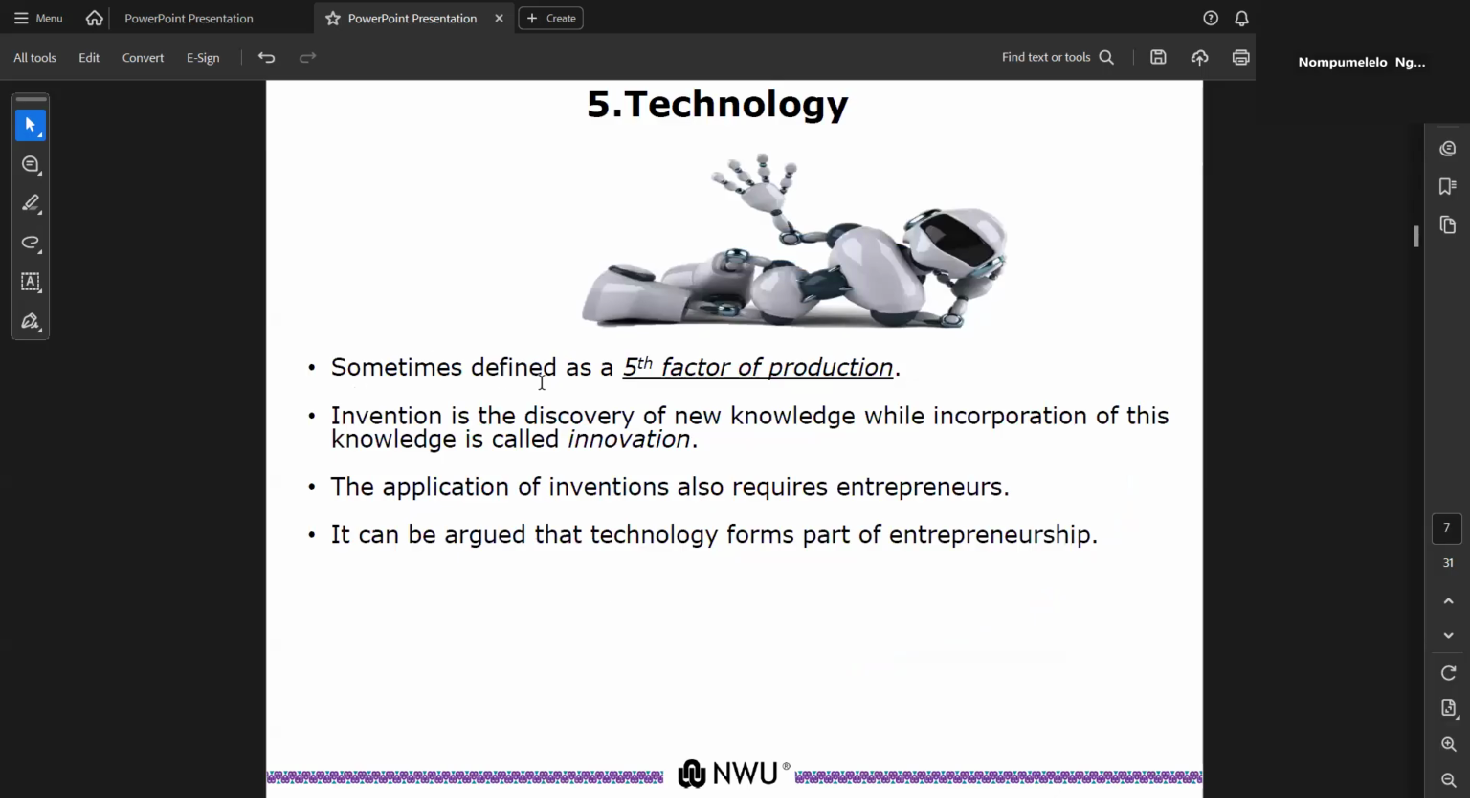Technology is sometimes defined as a fifth factor of production. You know that we have four types of factors of production, which are land, labor, capital, and entrepreneurship. So technology is sometimes defined as the fifth factor of production. Invention is the discovery of new knowledge, while incorporation of this knowledge is called innovation.